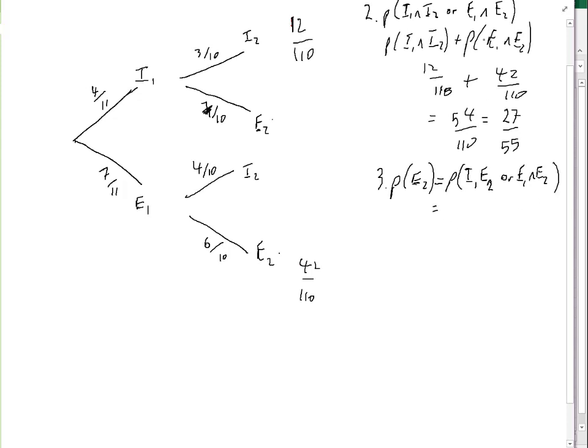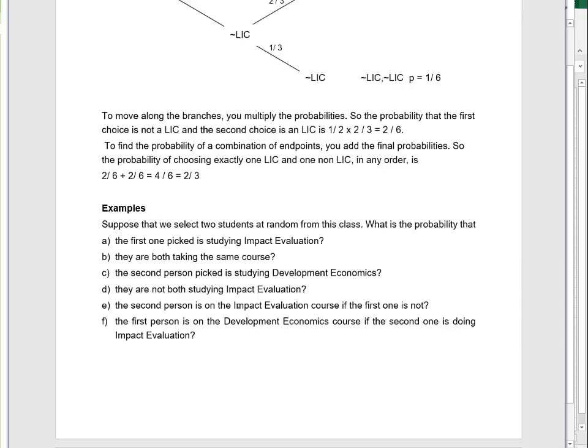So again, you can split them up like this. So you're looking at I1, E2, which is here. So we've got 28, and E1, E2, 42. So we've got 28 plus 42. Oh no, so this time we've got 70 over 110. So that's 35 over 55, and you can cancel it down. 35 over 55, which would be 7 over 11. No, actually, it's obviously 7 over 11, divided by 10. So that's 7 over 11. The chance the second one picked is a development economist.